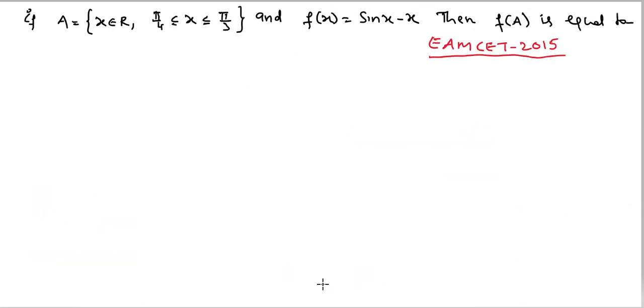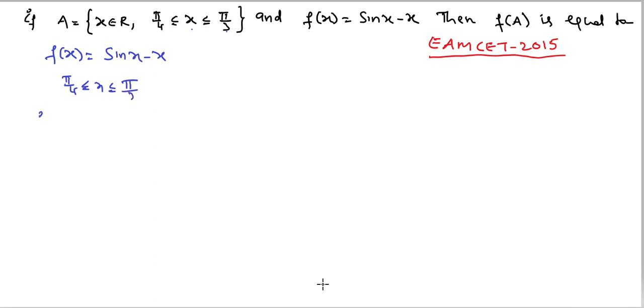If set A is equal to x belongs to R, that is pi by 4 less than or equal to x less than or equal to pi by 3, and the given function f of x is equal to sin x minus x, then f of A is equal to dash. This is an MSET 2015 question. Here the given function is f of x is equal to sin x minus x. The given interval is pi by 4 less than or equal to x less than or equal to pi by 3.